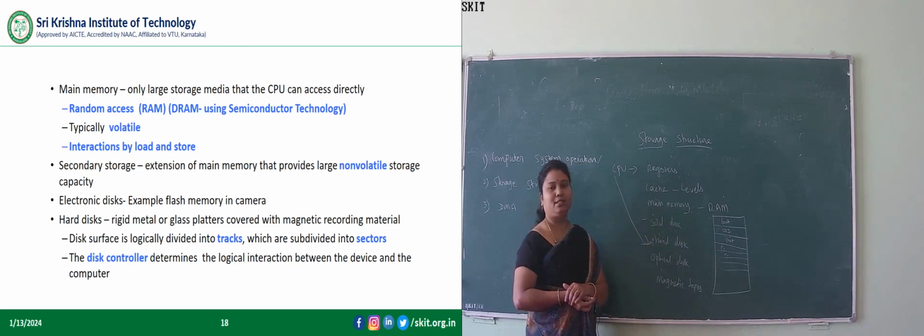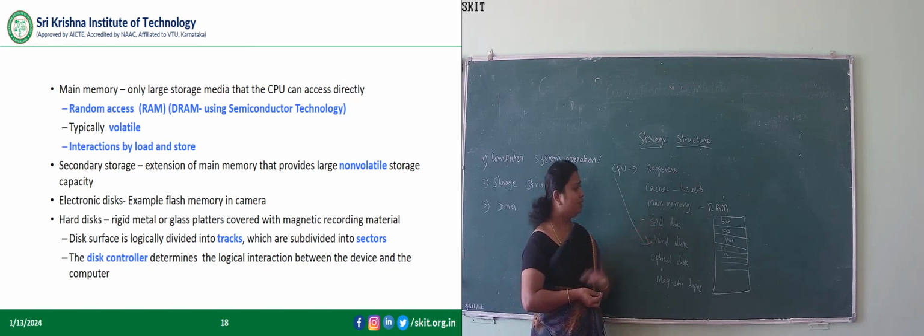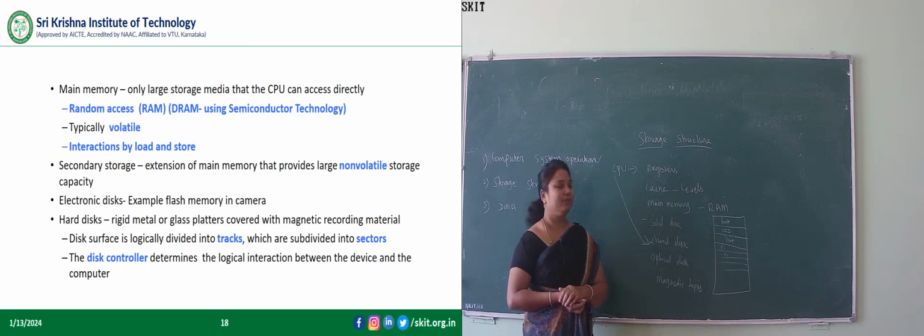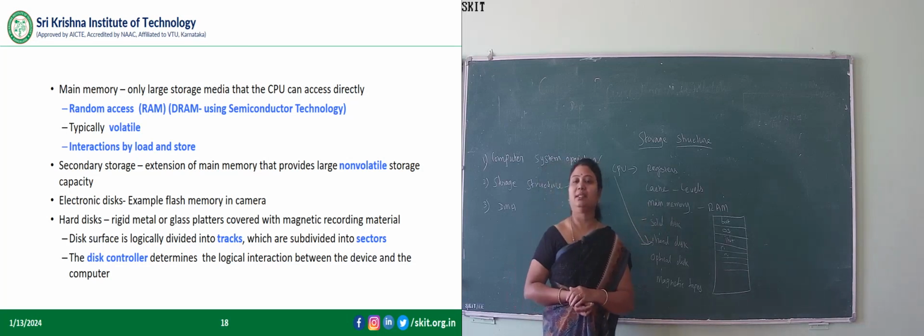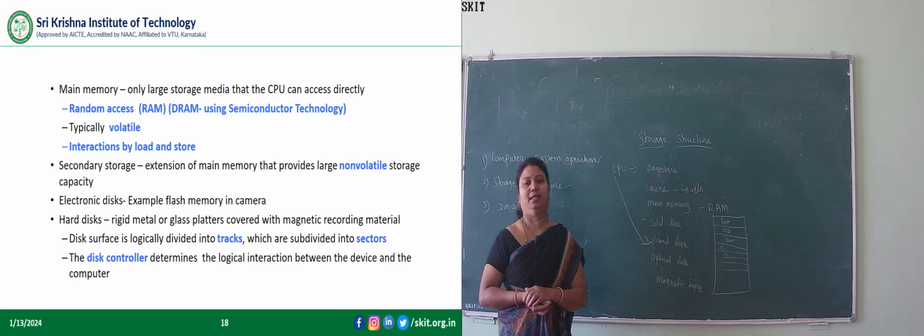The next secondary storage: electronic disk or solid disk. It is also called the flash memory. So in cameras and all we are using that flash memory card only. So when we are taking photos, the photos will be stored in the flash memory only.